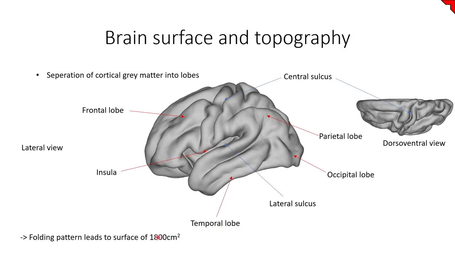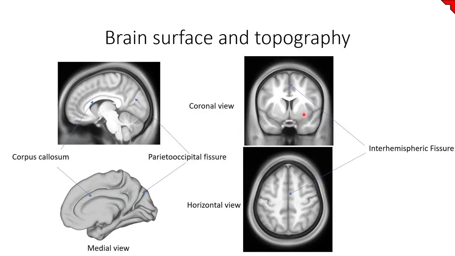And actually with this folding pattern, two more facts: the cortical gray matter, more than 60% of it lies within these deep grooves, so within these sulci and fissures. And it's possible to achieve an area of around 1800 square centimeters with this folding structure. And here again, you see these different sulci and the cortical gray matter that lies within or underneath the surface. And here another important fissure, the parietal occipital fissure, that separates the parietal lobe and the occipital lobe.